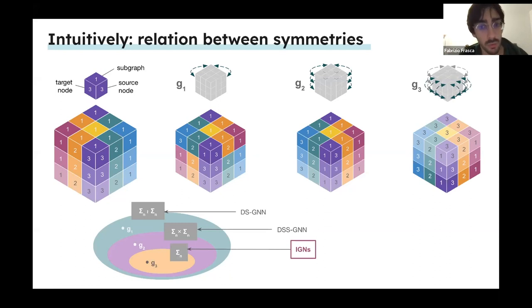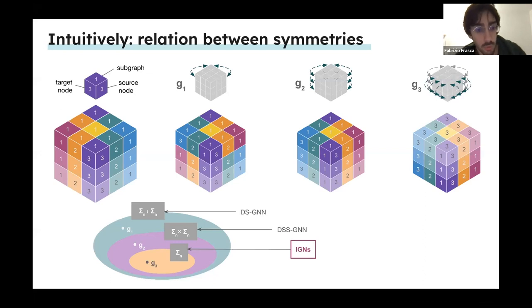We're not even allowed to swap the first node and the third node in all subgraphs at the same time. Whenever we swap the first and the third node, we also need to swap the first subgraph with the third subgraph. And this group is even smaller. And IGNs are equivalent to this group. And since they are equivalent to an even smaller set of permutations, the layers are less constrained.